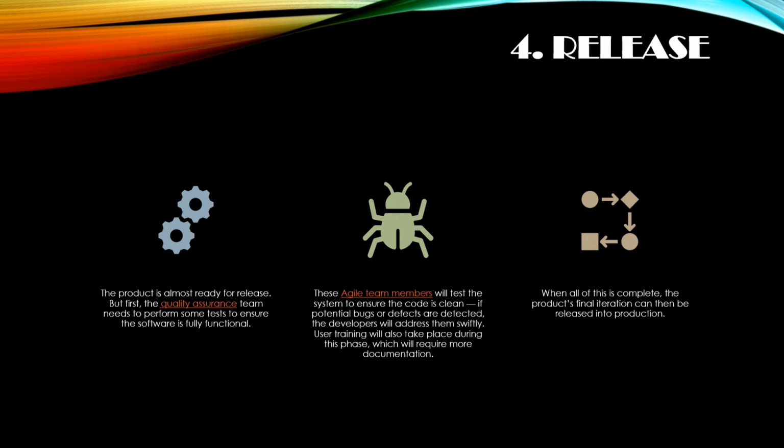These agile team members will test the system to ensure the code is clean. If potential bugs or defects are detected, the developers will address them quickly. User training will also take place during this phase, which will require more documentation. When all of this is complete, the product can finally be released into production.